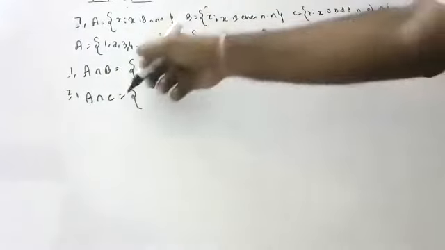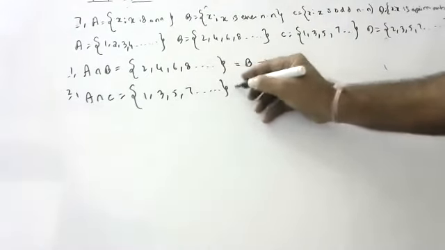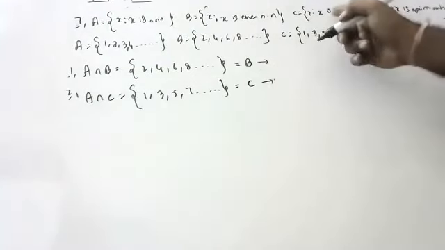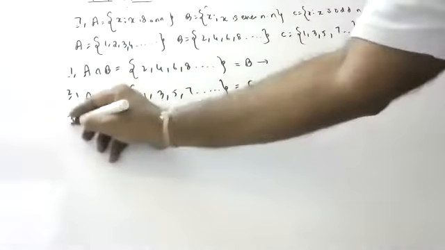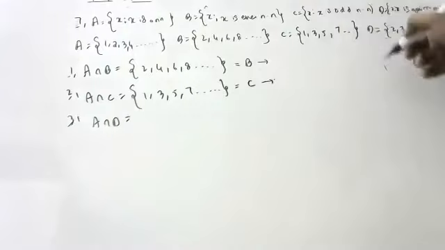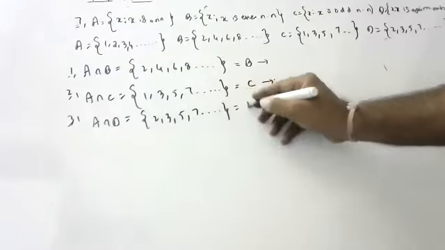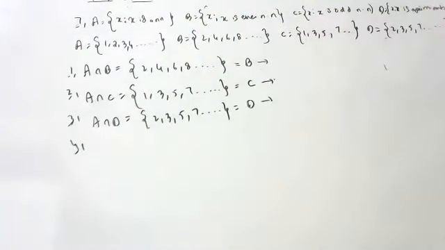Second question. What is A intersection C? It is 1, 3, 5, 7, and so on. What answer are you getting? C. You have to observe this because in future we will do all this as proofs. Third one, A intersection D is 2, 3, 5, 7, and so on. Final answer? D. So B, C, D are all subsets of A. You should understand it like that.